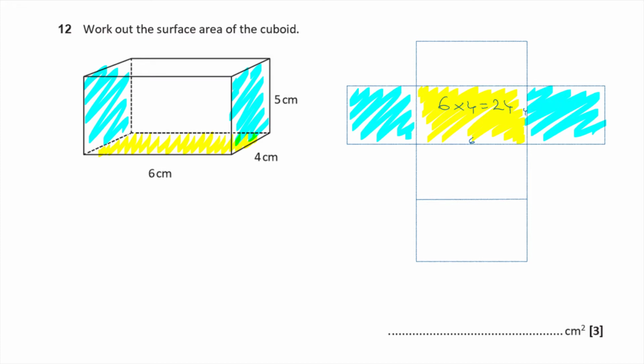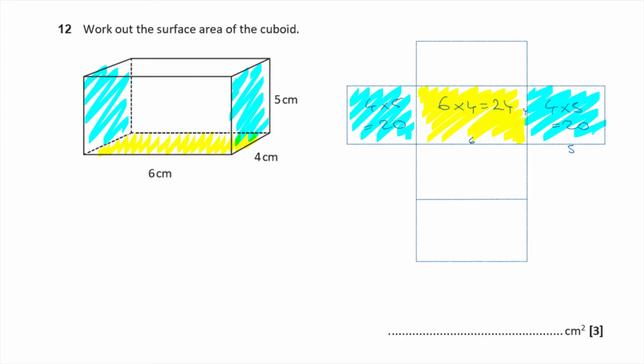So one of the sides is 4 and the other side is 5. Look on the diagram. So that's going to be 5. So the area of this one is going to be 4 times 5, which is 20. And the same for this one. This is also going to be 4 times 5, which is also 20.